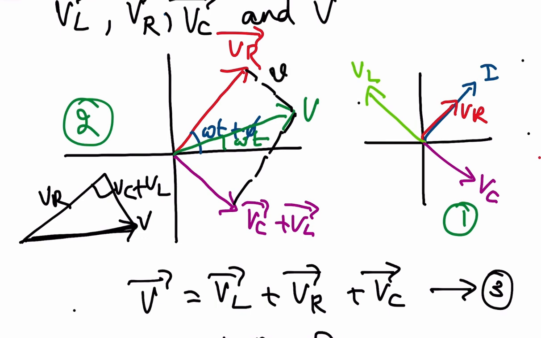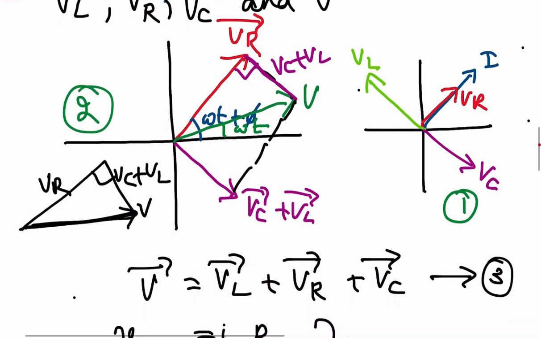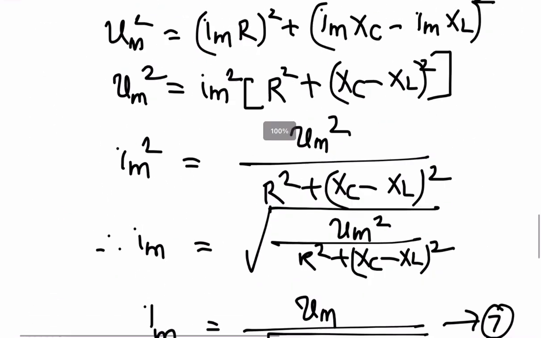So this side will become VC plus VL. So the same thing I have drawn here. You have a right angle, 90 degrees. So the same thing I have drawn below, the same triangle. Now if you see here, the other side we have phi, that is the angle.